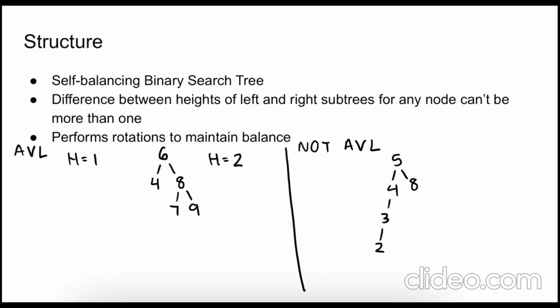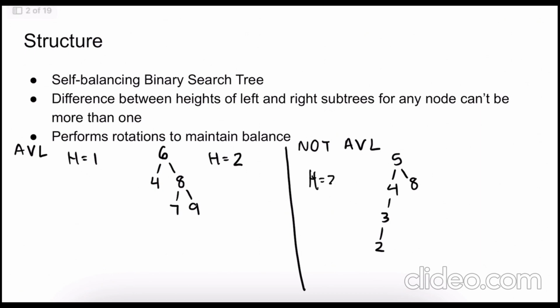On the other side, we have inserted 5, 4, 8, 3, and 2. This tree isn't an AVL tree since just node 5 has a left subtree height of 3 and the right subtree height of 1. The difference is more than 1, so it's not a valid AVL tree.